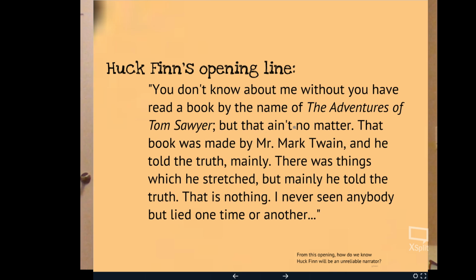"That ain't no matter." Well, aren't we going to know more about him from this? "That book was made up by Mr. Mark Twain." So this narrator's calling out the author, right? "And he told the truth, mainly." So this isn't the whole truth? Should we believe the author? Should we believe the narrator? What's going on? "There was things he stretched." So is Huck lying about the author stretching the truth? "But mainly he told the truth. That is nothing." So the truth isn't nothing? I'm really confused at this point.